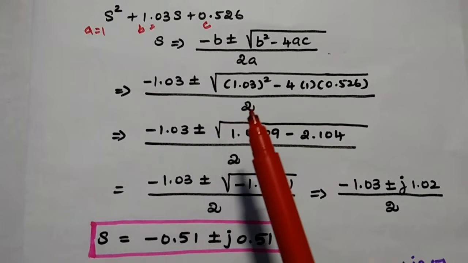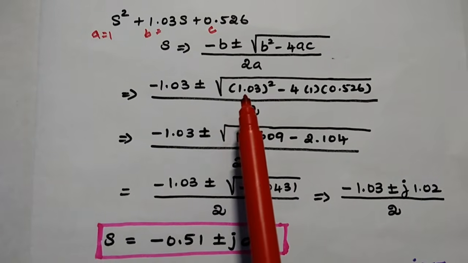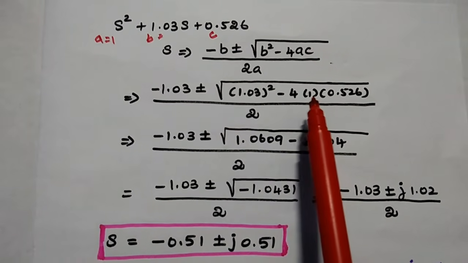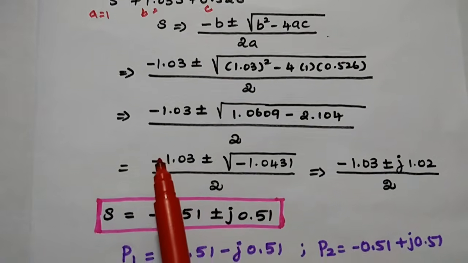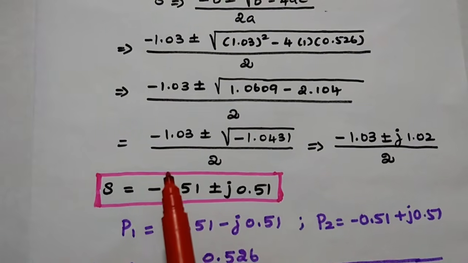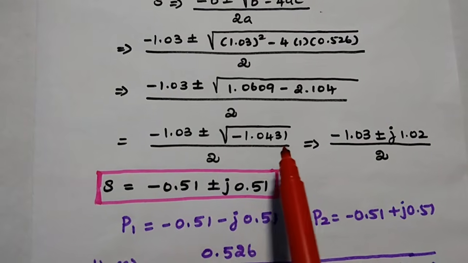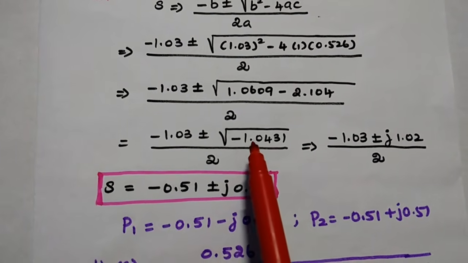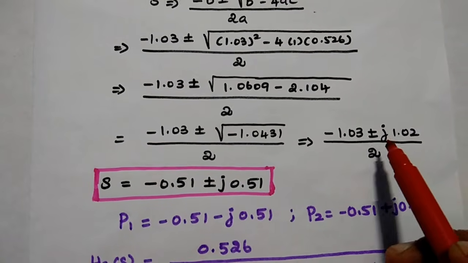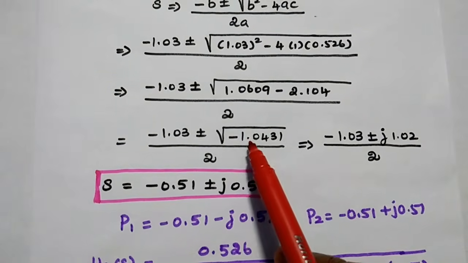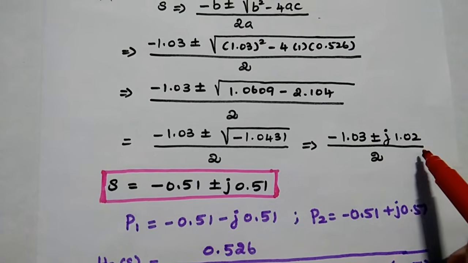Substitute all those values in this formula, then we can get minus 1.03 plus or minus square root of 1.03 the whole square minus 4 into 1 into 0.526 divided by 2 into 1, that is 2. Then we can further simplify these terms. Finally, we can get minus 1.03 plus or minus square root of minus 1.0431. So square root of minus represents what? J. Okay, it is an imaginary part. So square root of minus represents j. So we can simplify this square root of minus 1.0431 as plus or minus j 1.02 divided by 2.